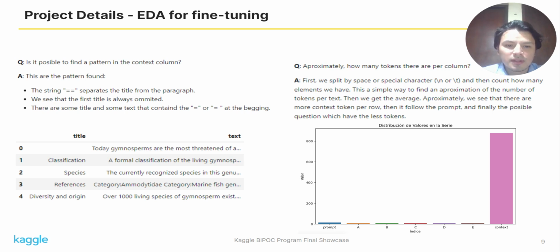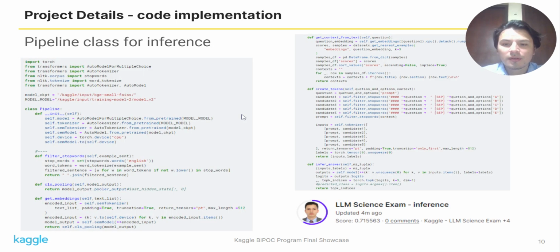With this analysis, I could figure out that there was a relationship between the number of tokens of the different elements. I mean, the articles, question, and options. And this information was very important because it was necessary while I was going to work on the inference part of the project. Here is the implementation of the pipeline class that includes both the retriever and the generator.